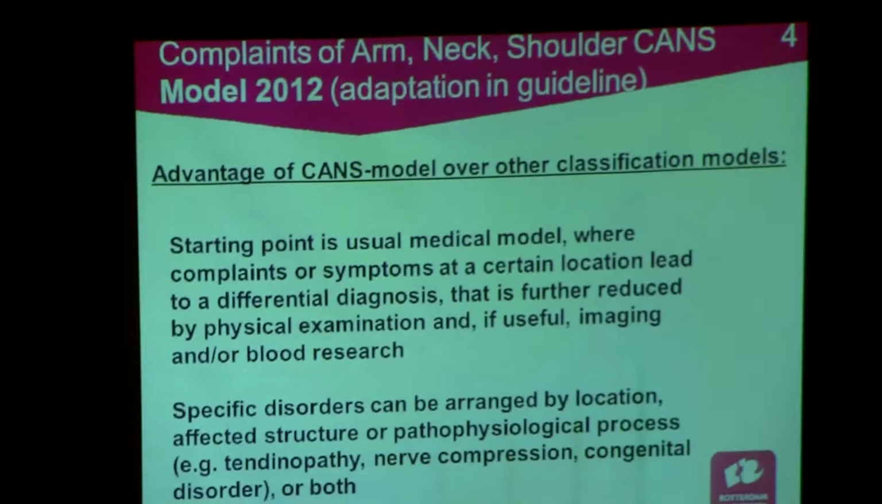And the starting point is the usual medical model, where complaints or symptoms at a certain location lead to a differential diagnosis that is further reduced by physical examination and, if useful, imaging or blood research. And that's not the case when you have terms like repetitive strain injury or cumulative trauma disorder. It's not familiar to the normal medical model. And these specific disorders can be arranged by location, by affected structure, or by pathophysiological process, or both, so you can have a clear distinction of those specific disorders, and I show you that we did so in the guideline.